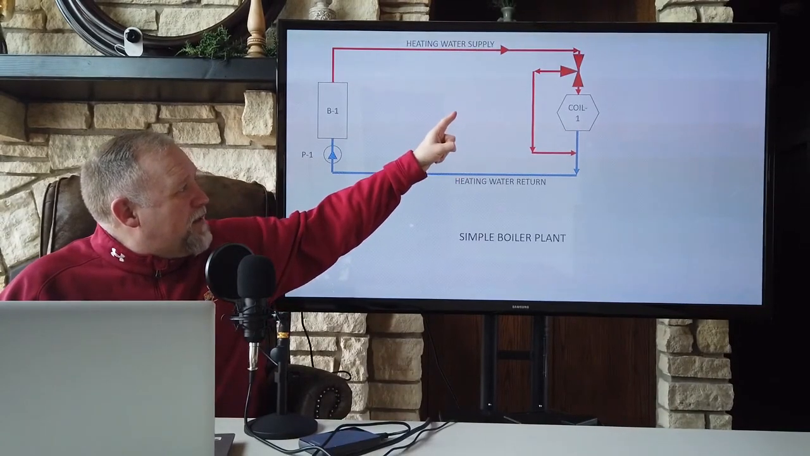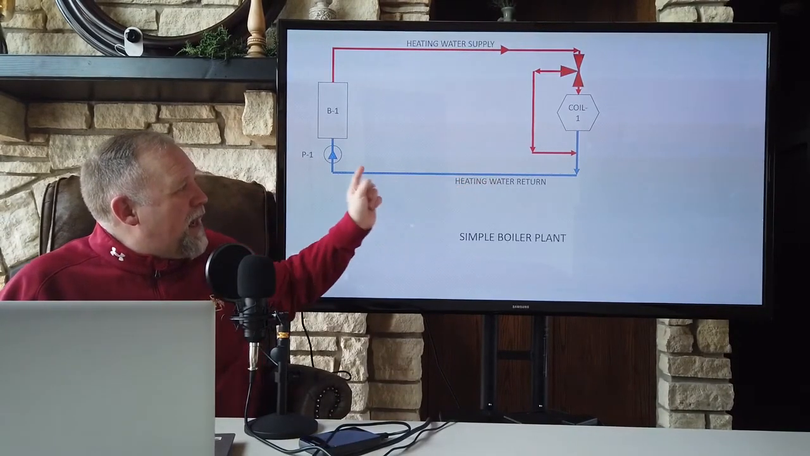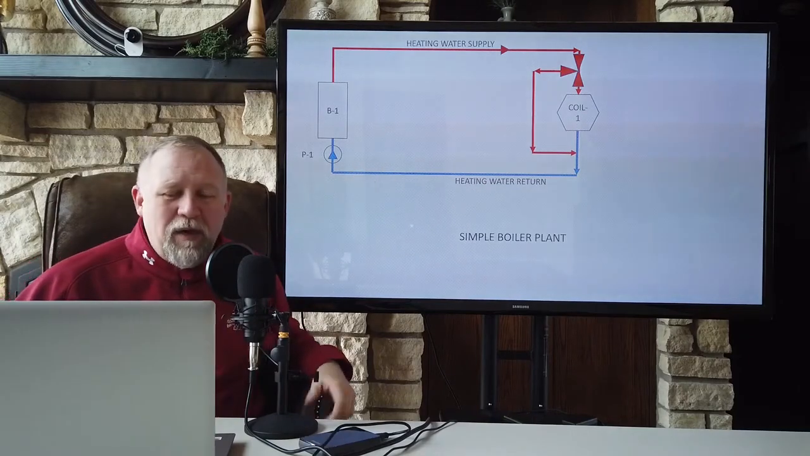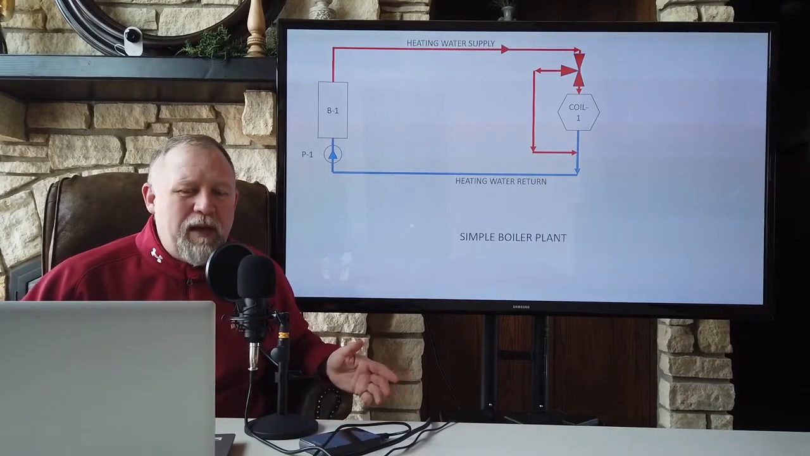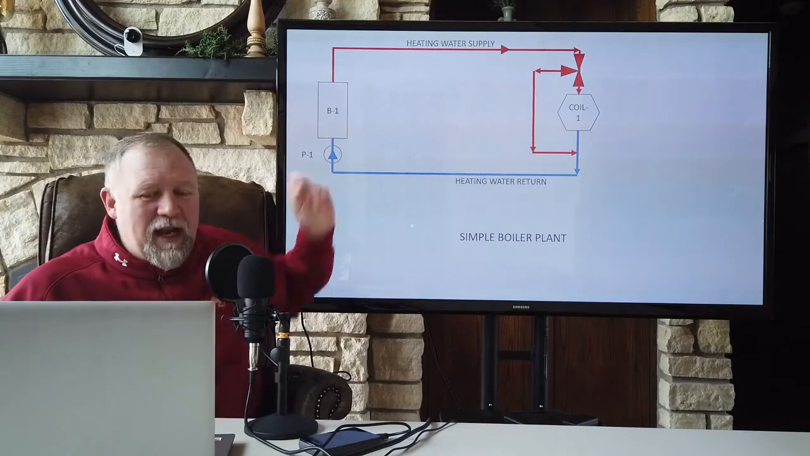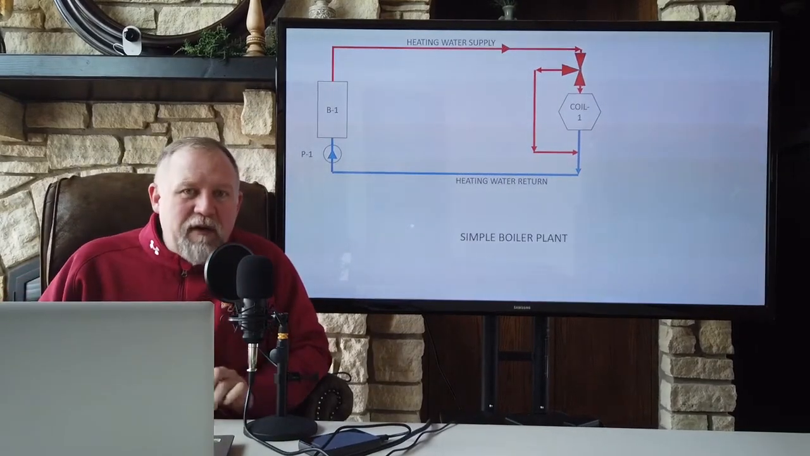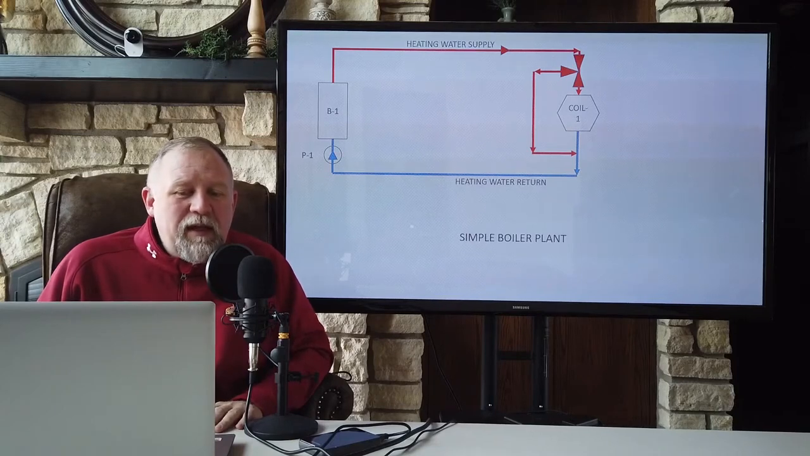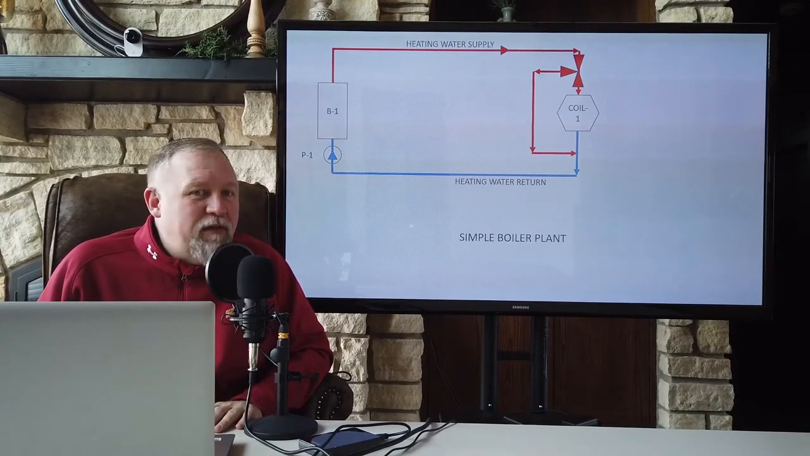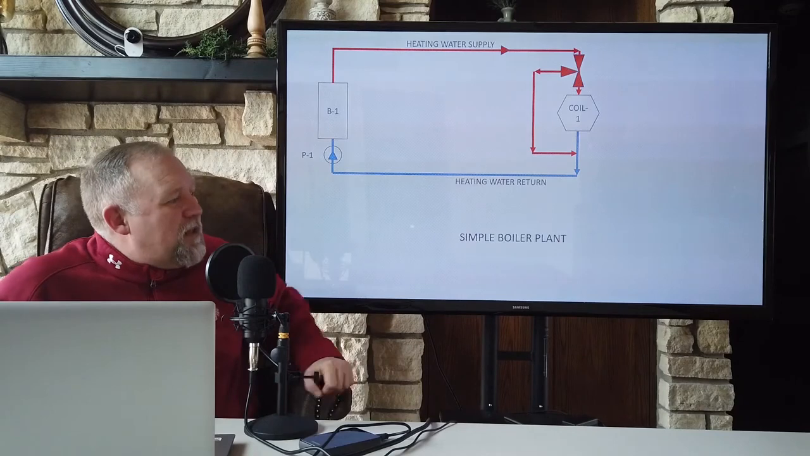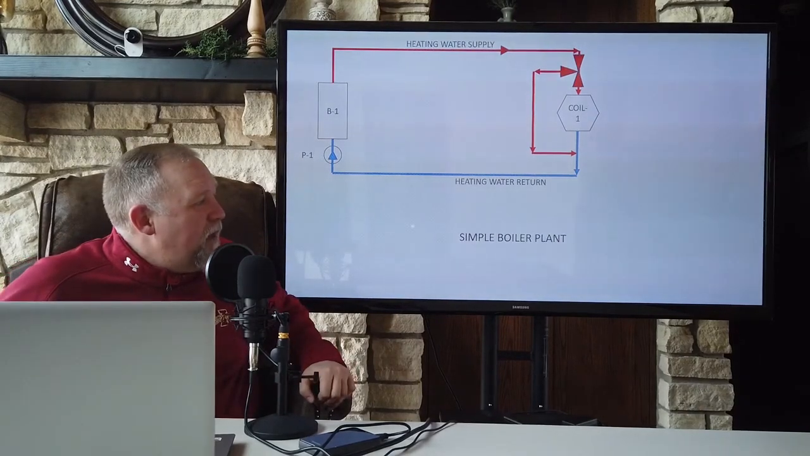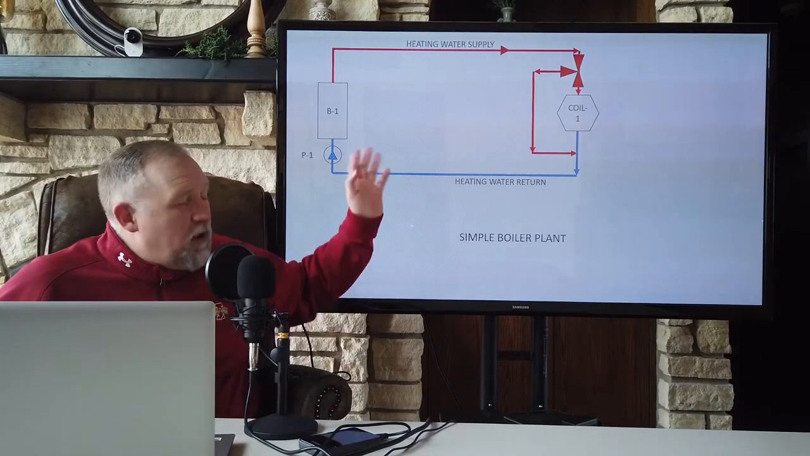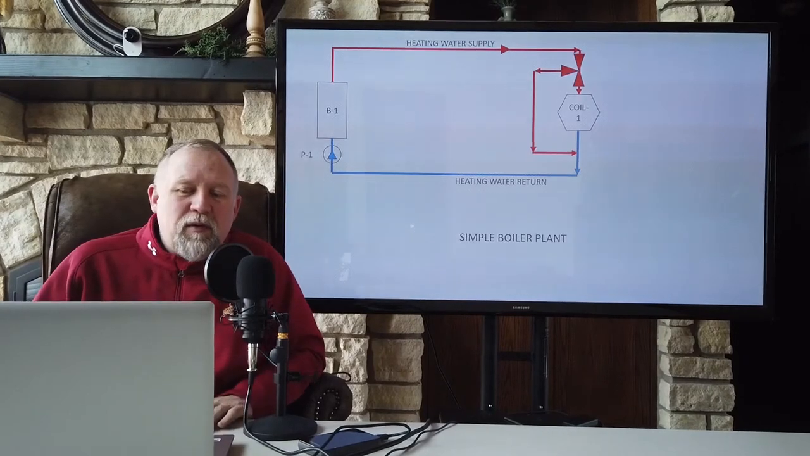And if it didn't need it, that valve bypassed the hot water around the coil, and it came back, and that water wasn't used. In other words, if we made this water at 180 degrees Fahrenheit, which was very, very common for boiler systems, then it came back at 180 degrees Fahrenheit because it wasn't used. And the only loss that we would have is any loss along the way, maybe some loss through the pipe wall.